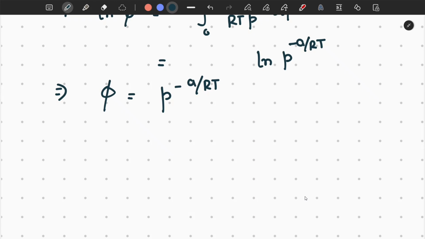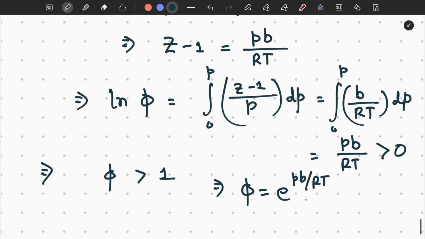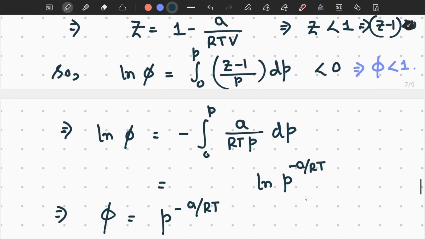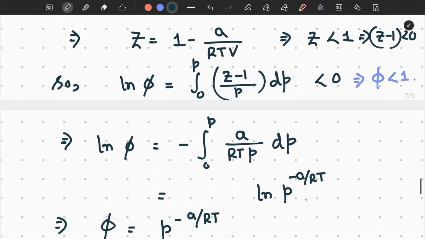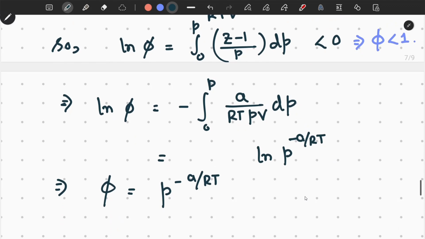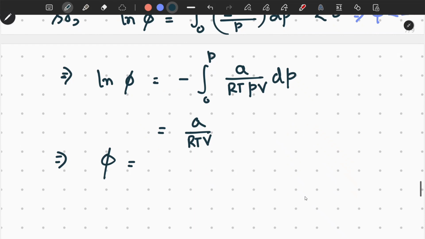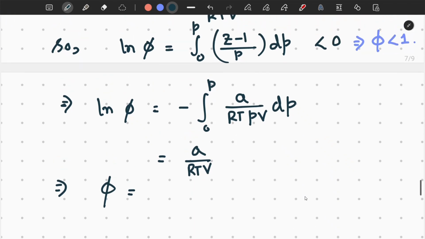So now if you want A by RT, here also you had B by RT, PB by RT, but here it is A by RT. If I've not done any mistake, let me check. No, there is a volume. You see, here is a volume also. So it will be A by RT V. Now it is correct, I think. And this volume is the real volume.